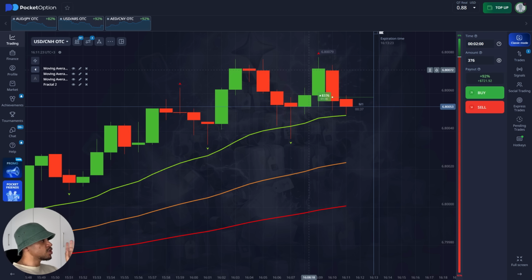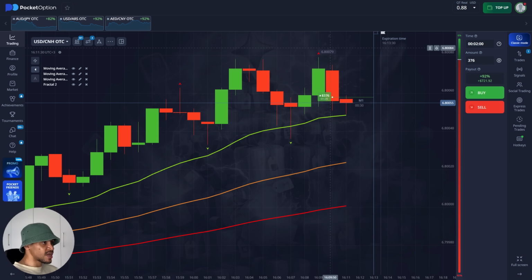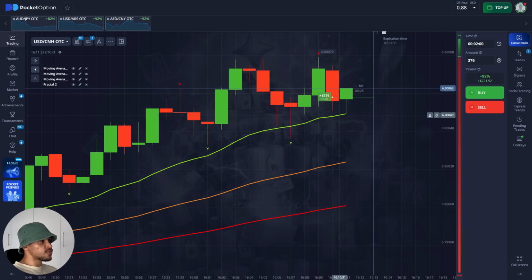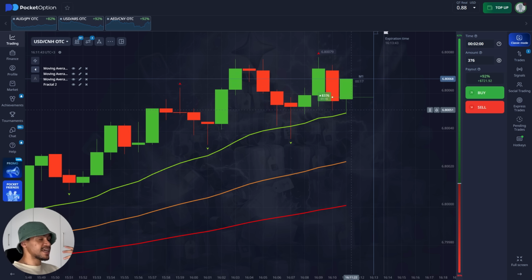Of course, when you have the fractal set to 2, you're going to get the prints more frequent, so you need to have a little bit of judgment. When you have the fractal set at 3, it's going to be less frequent, so your signals are going to be higher quality, I would say. You're going to get less of them, but when you really get them, then you know that it's probably going to be a winning signal. Here we are placing our trade.